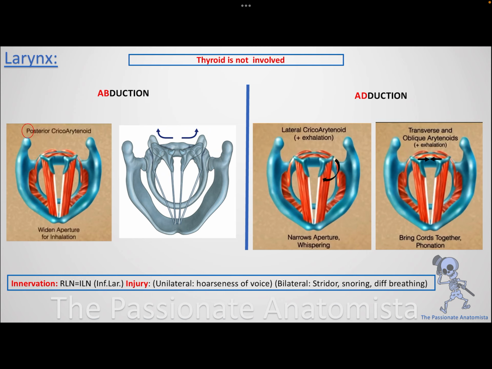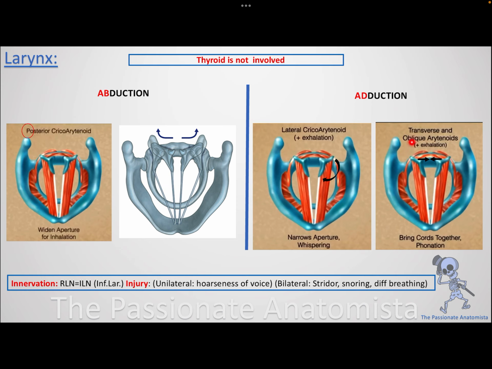Remember when we said that in phonation and in lengthening and shortening, the thyroid was involved? Here, the thyroid is not involved. And remember when I told you the most important cartilages were the cricoid and arytenoid. So if the thyroid is not here, it means we will only have the cricoid and arytenoid. So we have the posterior cricoarytenoid, we have the lateral cricoarytenoids, all right? Plus we have the transverse and oblique arytenoids.